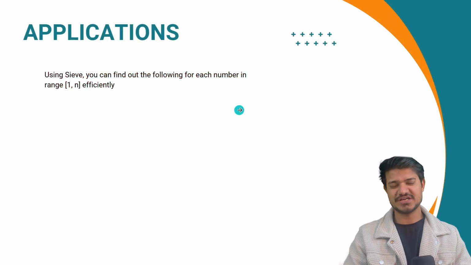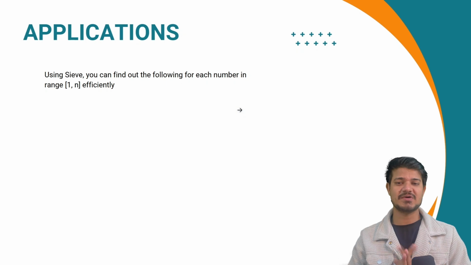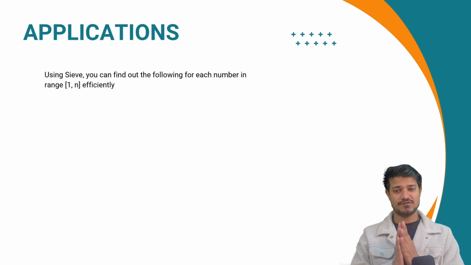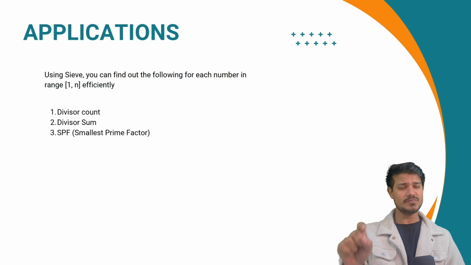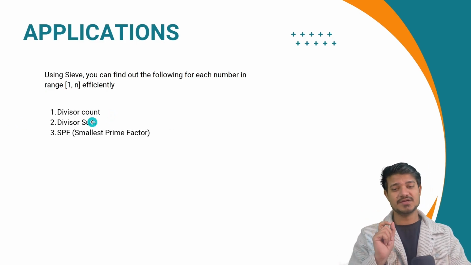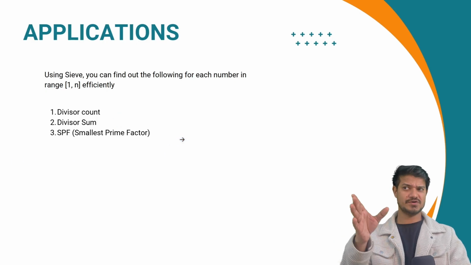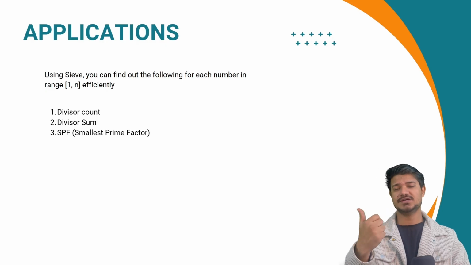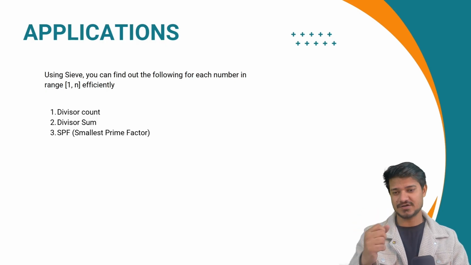So let's talk about the application of Sieve algorithm. Using Sieve algorithm, for each number in range 1 to n, we can find out the following efficiently, right? For each number, we can find out their divisor count in constant time, their divisor sum in constant time, and their SPF, that is smallest prime factor. For example, for 10, the smallest prime factor of 10 is 2, right? Because 2 divides 10 and is the smallest prime factor.